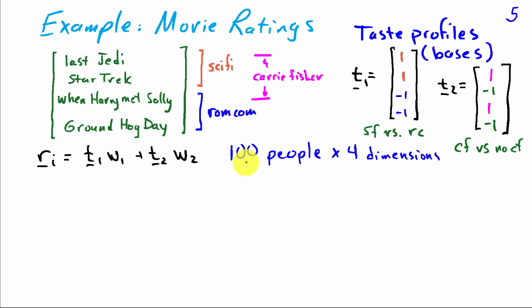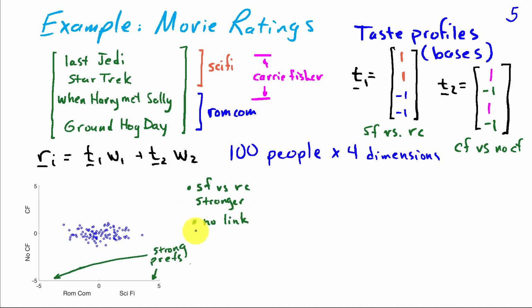Now it's difficult to view data in 4 dimensions, and if we were to scale this problem up to something realistic where we have hundreds of movies, then it would be impossible to visualize. But we can visualize it in terms of a small number of taste profiles. So let's suppose that we take these 100 people and we plot their weights, W1 versus W2.